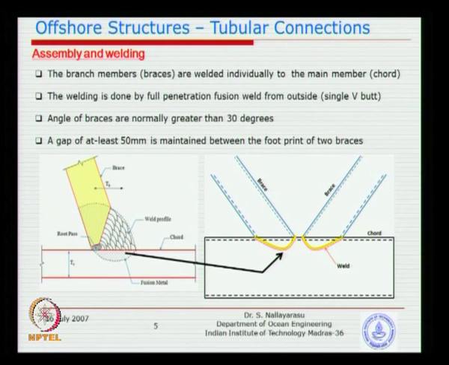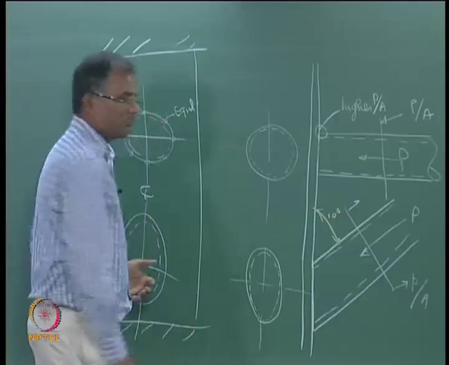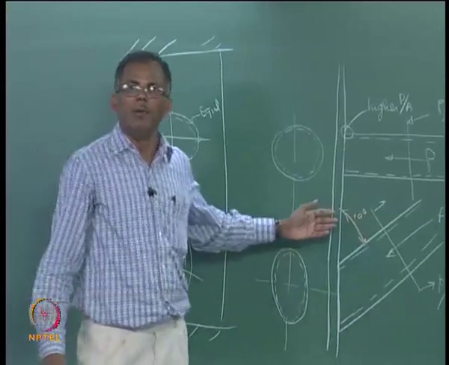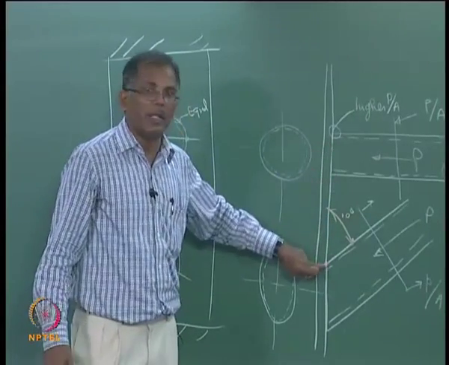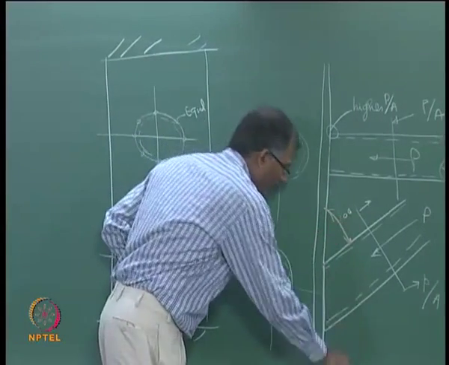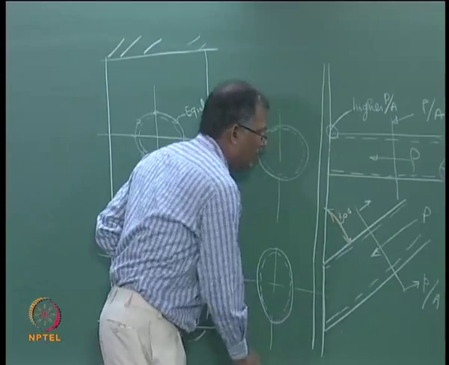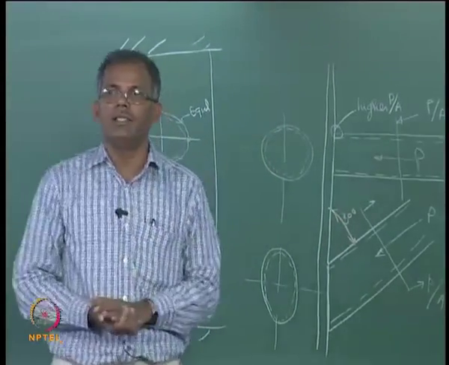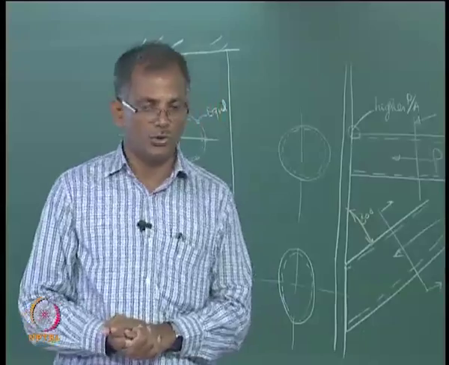Then the brace angle should not be smaller than 30 degrees, because you can imagine here, if I make this angle 10 degrees, what will happen? I will not be able to access this place for welding. So that is why the minimum angle is 30 degrees. If it is less than 30 degrees, it is not going to help transmitting the forces.